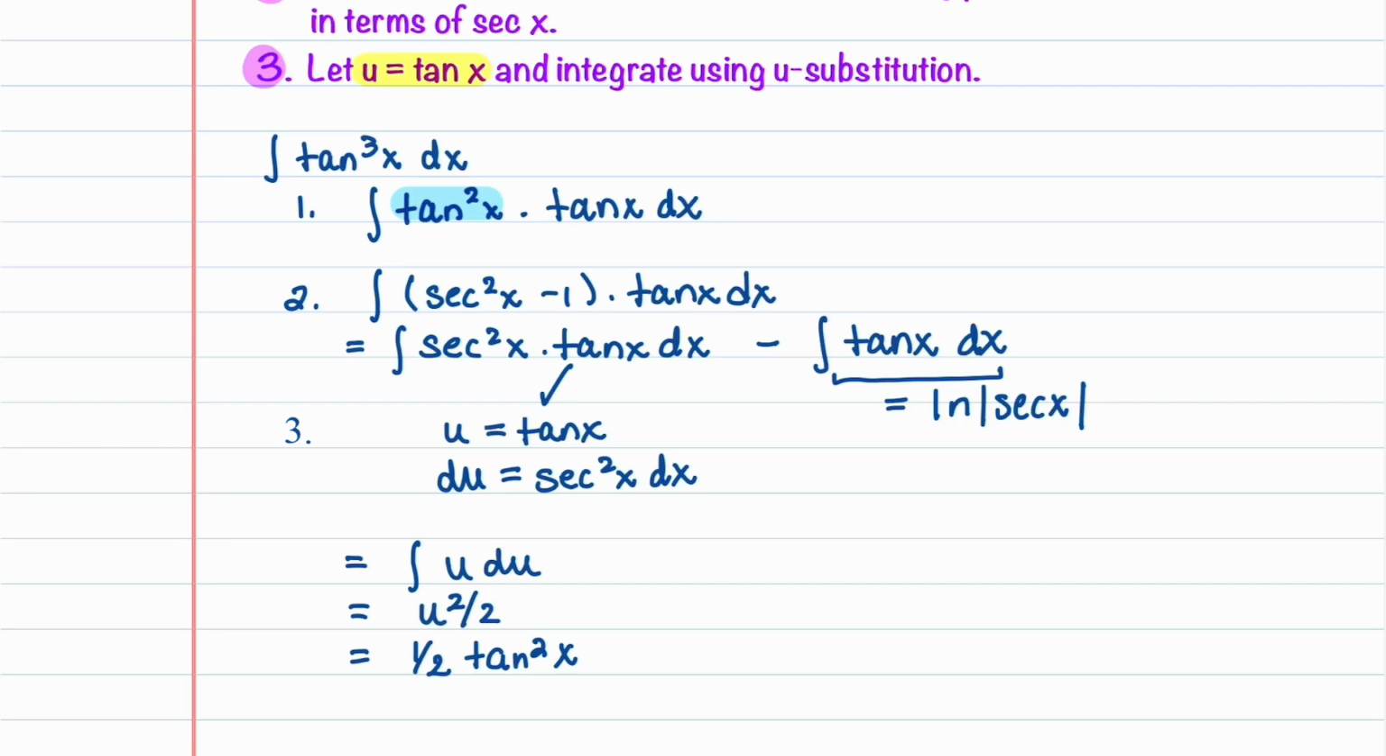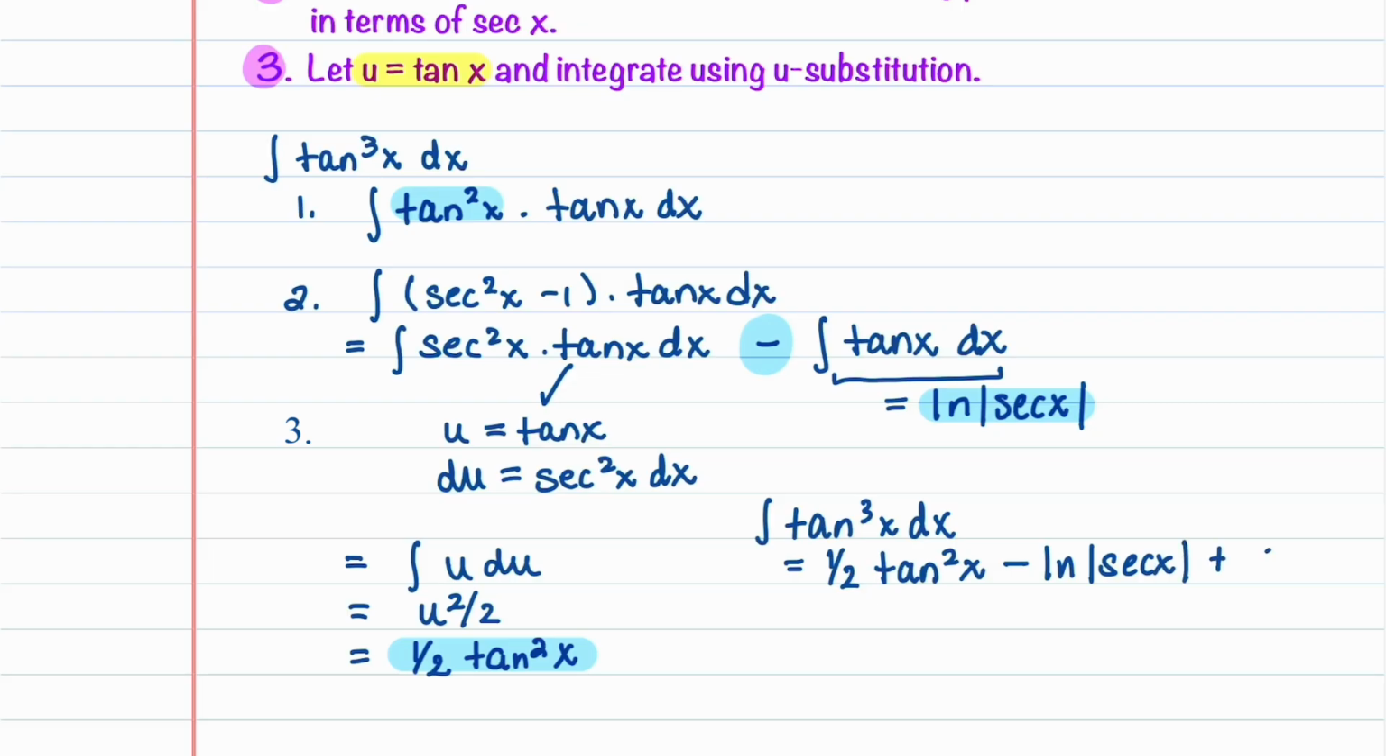Now we have two pieces, our second integral and our first integral. Let me highlight this negative because that has to carry through to the second integral. And we can go ahead and write down our answer. The integral of tangent cubed x dx is just 1/2 tangent squared x minus natural log absolute value secant x plus our arbitrary constant c. And there's our answer.